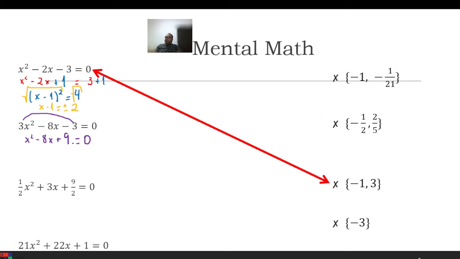A number times another number is 9, and the sum is negative 8. Oh, mister, this one is easy. The numbers are x minus 9 and x plus 1. Yes, guys. Great. Equals 0. But I slipped. Right now I need to slide, guys. Let's slide here. Divide by 3. Divide by 3. Great. 9 divided by 3 is 3.